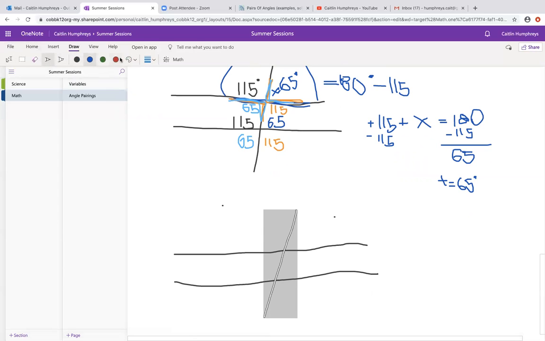Whatever. All right, we're gonna say that this angle right here, this obtuse angle, is gonna be 98 degrees.